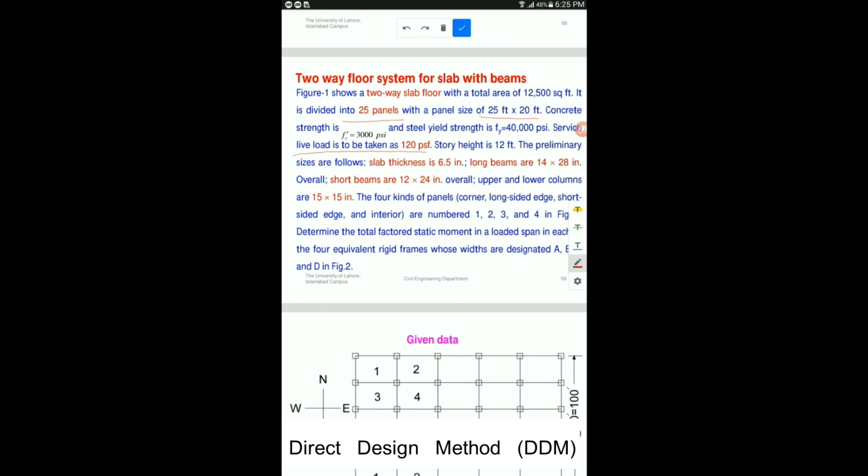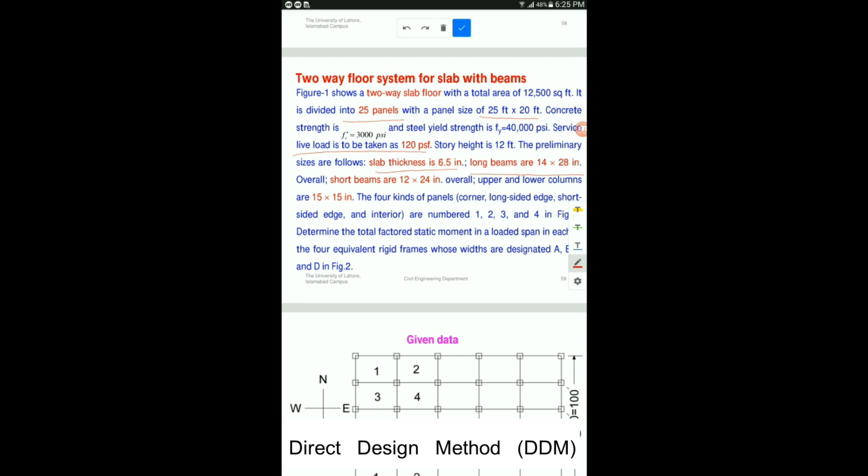The slab thickness is 6.5 inches. We are given the slab thickness right now. Later on in the numerical, we will check whether the given slab thickness is in accordance with the code provision or not. The other information includes the long beam dimensions, which are 14 by 28 inches.